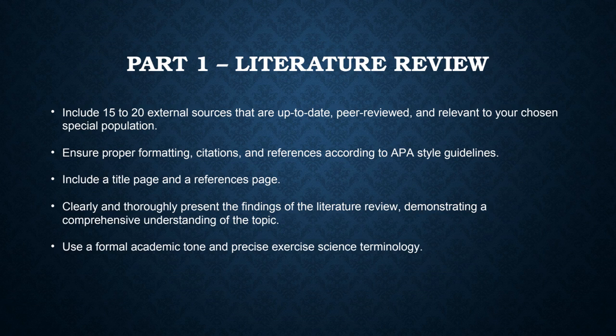So for this literature review, I expect that you collect at least 15 to 20 external resources that are up to date, so ideally published within the last 10 to 15 years or so. They're peer reviewed, which means they're published in a reputable journal, and they're relevant to your chosen special population. These should be experimental studies as the primary source for your resources.